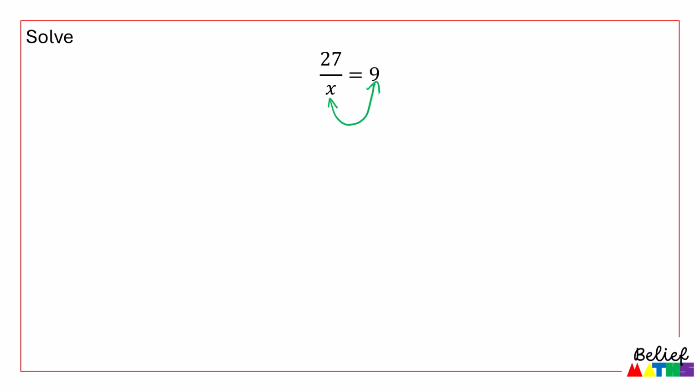Okay, so we end up with 27 over 9 is equal to x, and then 27 divided by 9 gives me 3. So x equals 3, or if you want, you can leave your answer as 3 equals x. It means exactly the same thing. So x equals 3. So if that unknown is on the bottom, just swap it with the other side, and then that's a nice way to quickly rearrange it.